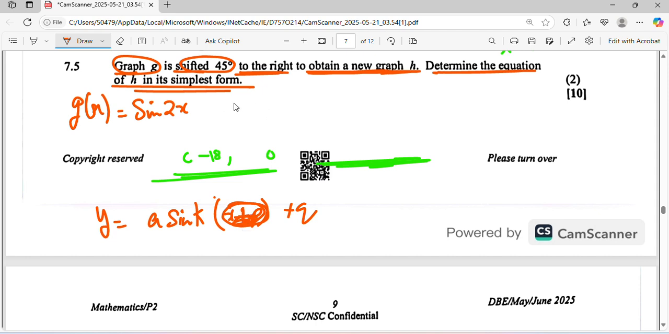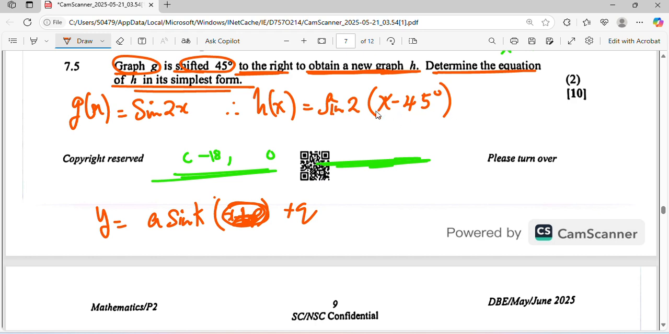So what am I going to do? That means that h of x, because they say it's obtaining a new graph H, will be sine of 2, and then the x in this case is going to be x minus 45. Is it to the right? Yes. When it's to the right, you shift it. You say minus, you don't say plus if it's to the right. That's what we are going to do.